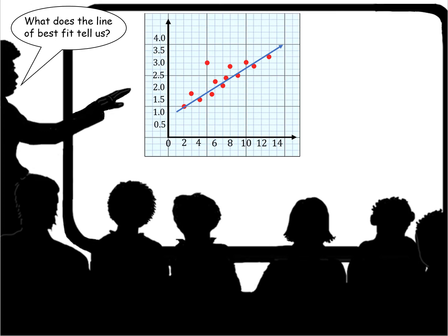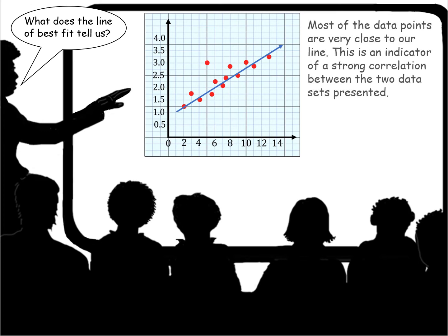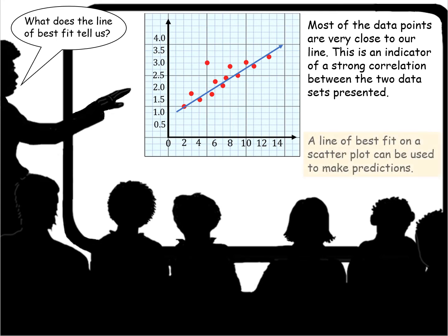So what does that line of best fit tell us? Well, in this case, most of the data points are very close to our line, and this is an indicator of a strong correlation between the two sets presented. A line of best fit on a scatter plot can also be used to make predictions. So let's make a prediction.